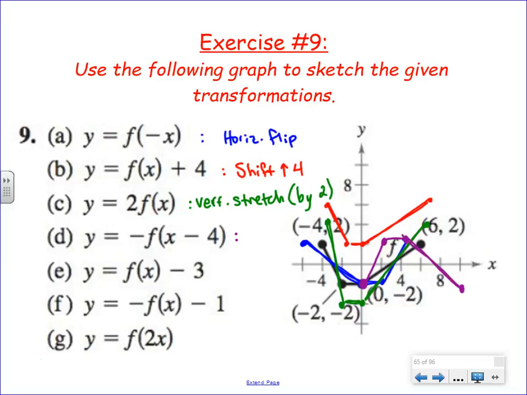Let me label my points. I have 10, negative 2. I have 4, positive 2. I have 2, positive 2. And I have 0, negative 2. And if you guys think about it, it's each one plus 4 multiplied by a negative. Plus 4 multiplied by a negative. Not bad, right?